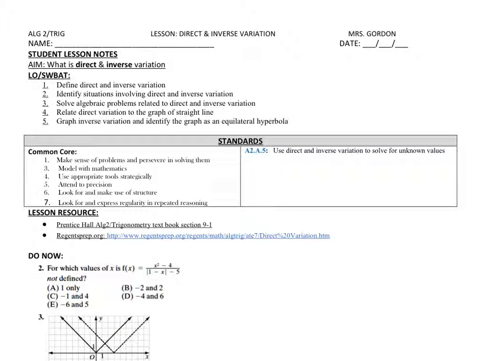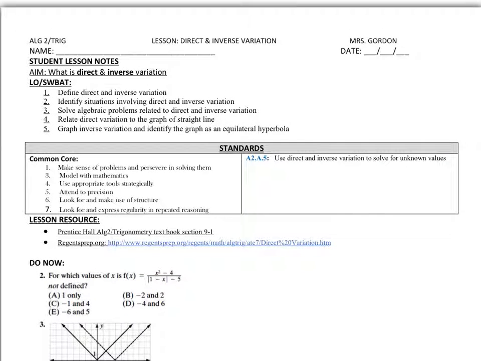Hi guys, welcome to the lesson on direct and inverse variation, and you should be doing this on 4/17/15. Alright, so we're going to define direct and inverse variation, identify situations involving direct variation, solve algebraic problems related to direct variation and inverse variation, relate direct variation to the graph of a straight line, graph inverse variation, and identify the graph as an equilateral hyperbola.